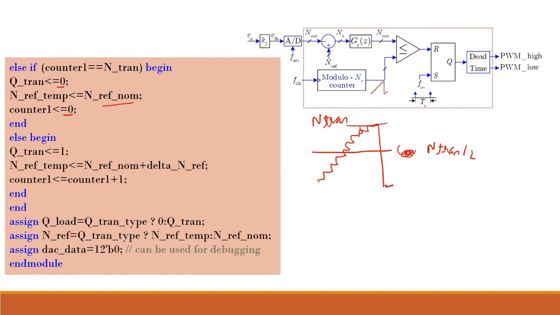So there are 3 conditions. One possibility is the counter has reached n tran. Another possibility is the counter is less than n tran by 2, which is this condition. The remaining condition is when the counter is more than n tran by 2 and less than n tran, then it will come over here. In this case, my Q tran will be 1 and my nref will be nref plus delta nref. So over here, vref is 1 volt. Over here, my vref will be 1.1 volt. Over here, my Q tran is 0 and over here, my Q tran is 1.